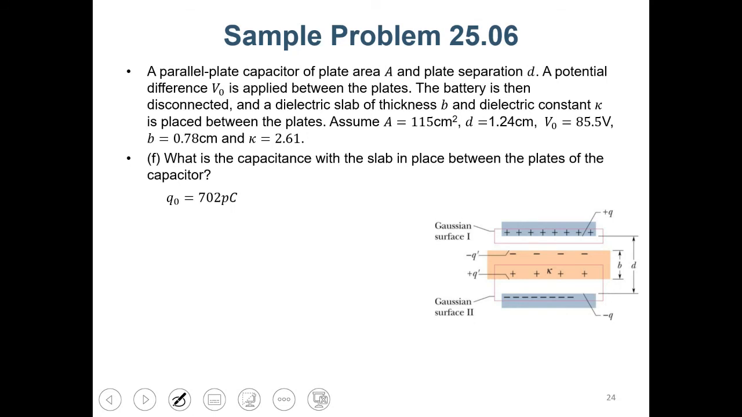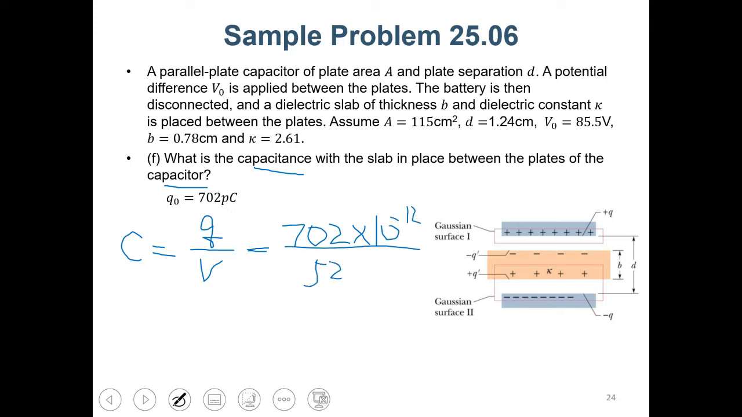So it asks you what is the capacitance with the slab placed between the plates of the capacitor. So actually we can use C equals Q over V to calculate the new capacitance. So the Q doesn't change, so it is always 702 times 10 to minus 12, and then the new voltage is 52.3. So the final answer is 13.4 picofarad.